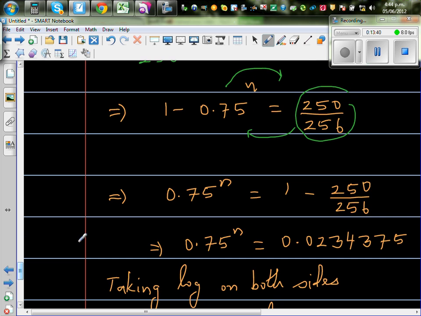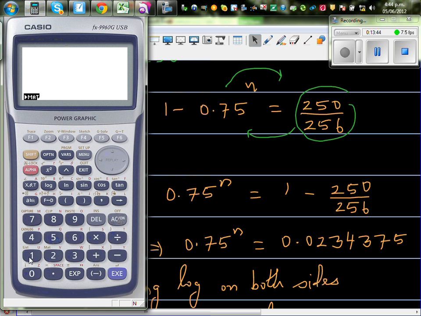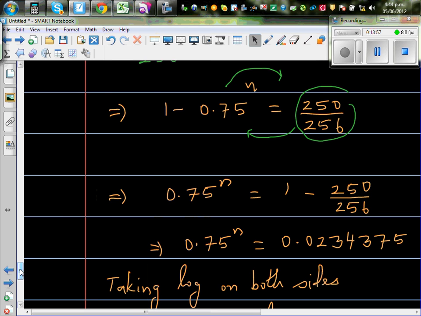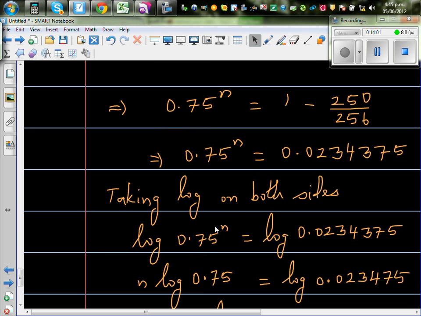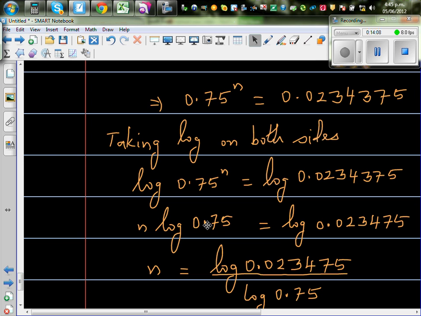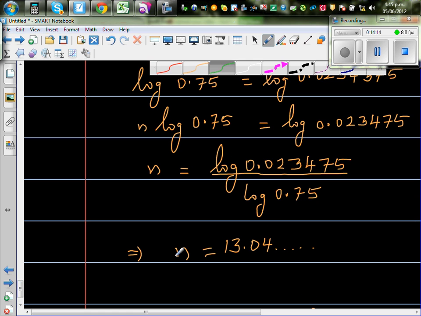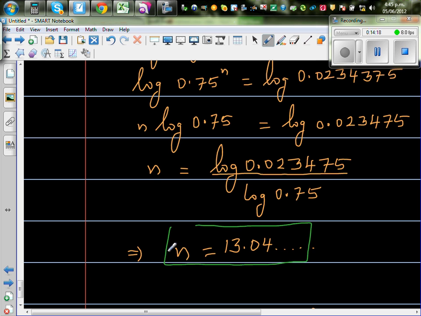Okay. And then, let me show that on a calculator. 1 minus 250 divided by 256, which is this huge number, 0.0234375. And now to find n, you have to take log of both sides. So log of 0.75 to the power n is log of this number. And using the log rule, it's n log 0.75 is log of this. So dividing both sides by log 0.75, we get n is equal to 13 point something. So we can say when n is 13.04, whatever that number is, this implies Sn would be exactly 1000.